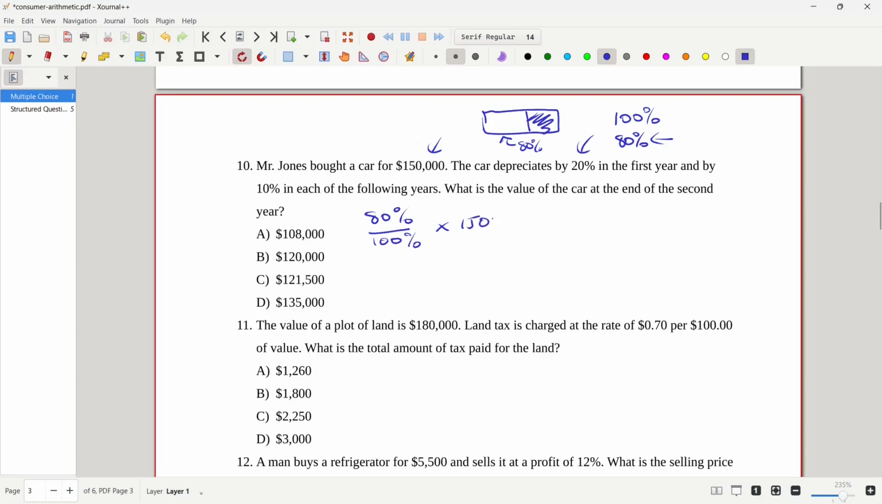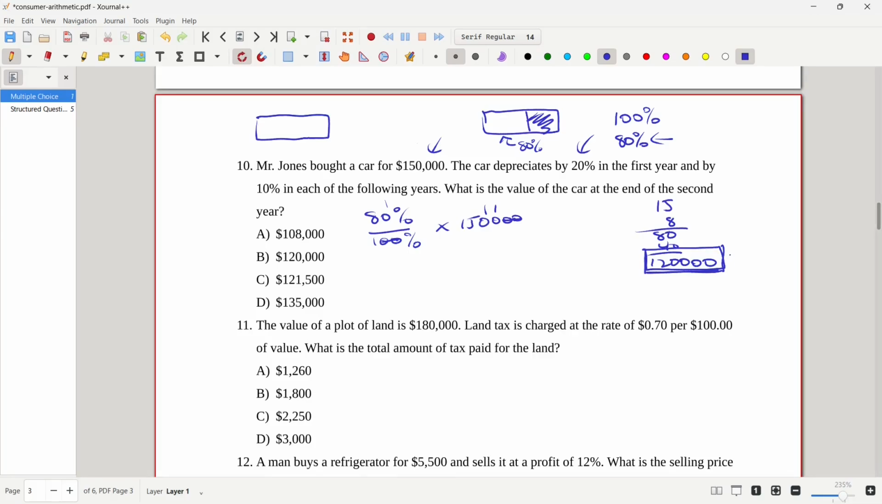of 150,000. Two zeros here, two zeros here, and I have 15 times 8, which is 80 and 40, which is 120, and then 3 zeros. So this is the value of the car after I remain with that 80%. Then it loses 10% in the second year. So what does that mean? If I'm losing 10% in the second year, this 120,000 is now the value of the car.